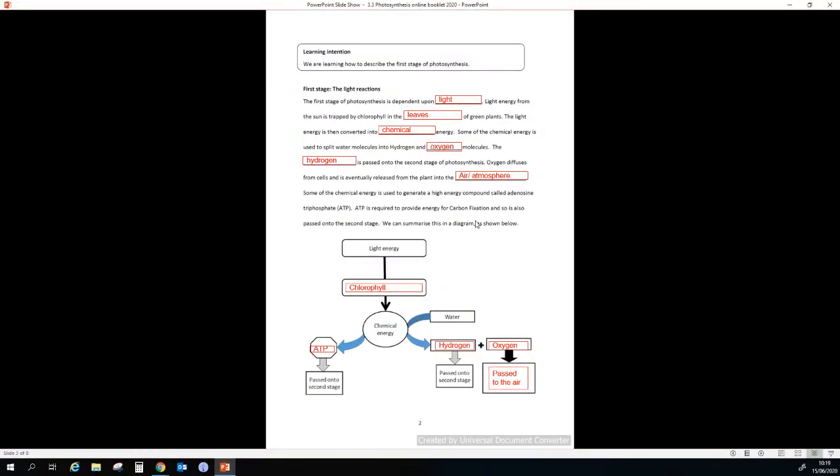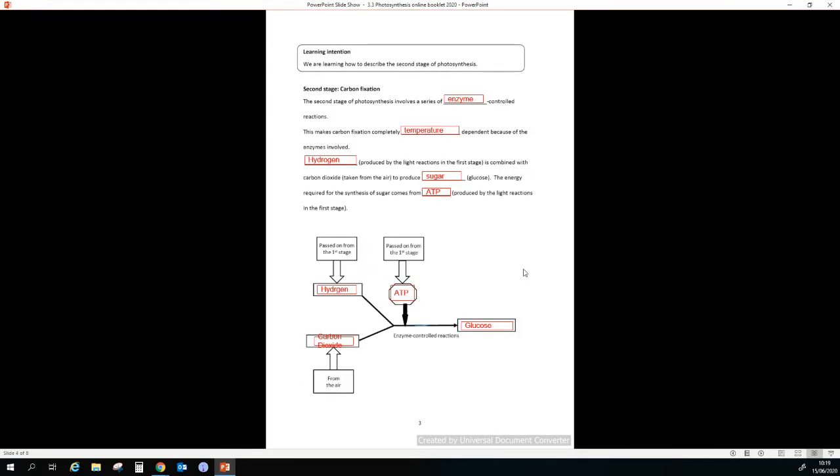So as I said, this is the text, this is the visual version. So light energy goes into chlorophyll. A lot of people get confused and put water in here, but water is already in our diagram. So light energy goes into chlorophyll and is used to make chemical energy, as well as splitting water into hydrogen, which is passed into the second stage, and oxygen, which is passed into the air.